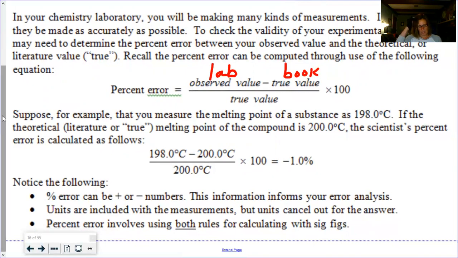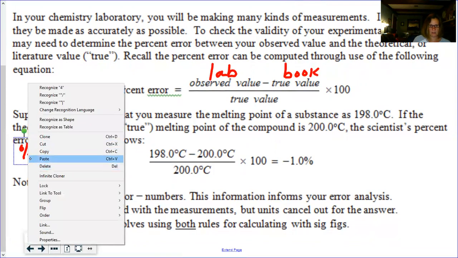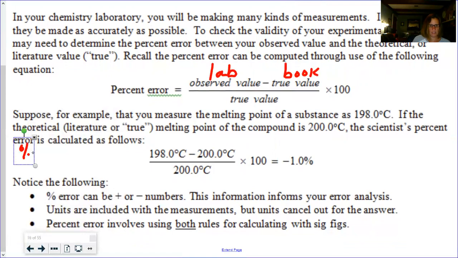Now, for problem solving in chemistry, we have an expectation that you're going to do this in multiple steps. First thing you do is write the formula that you're using. So percent error equals observed minus true, divided by true, times 100. Okay.